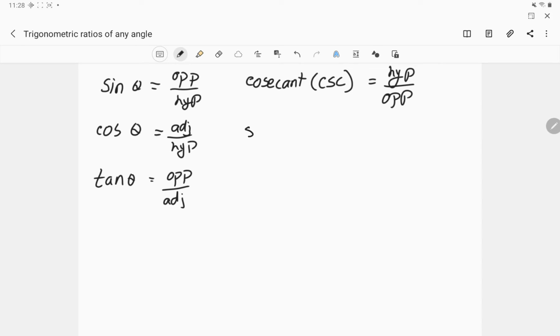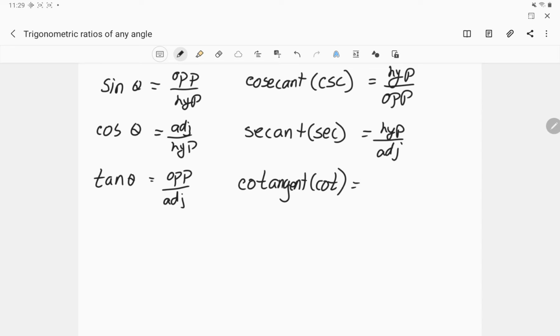Cosine's reciprocal is called secant, which we abbreviate SEC, so it is hypotenuse over adjacent. For tangent, it is cotangent, which we abbreviate COT, and that would be adjacent over opposite. So the basic trig ratios you already know are sine, cosine, and tangent, and the reciprocals are exactly the flip of the other one.